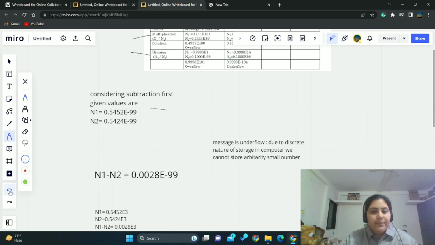Coming back to the question, given subtraction, for the first case we perform n1 minus n2. In this, the error will show underflow, because the computer cannot store this much small value. It is approx 10 to the power minus 99, which is a very small value. So computer cannot store this much small value. Therefore, the message will be underflow.